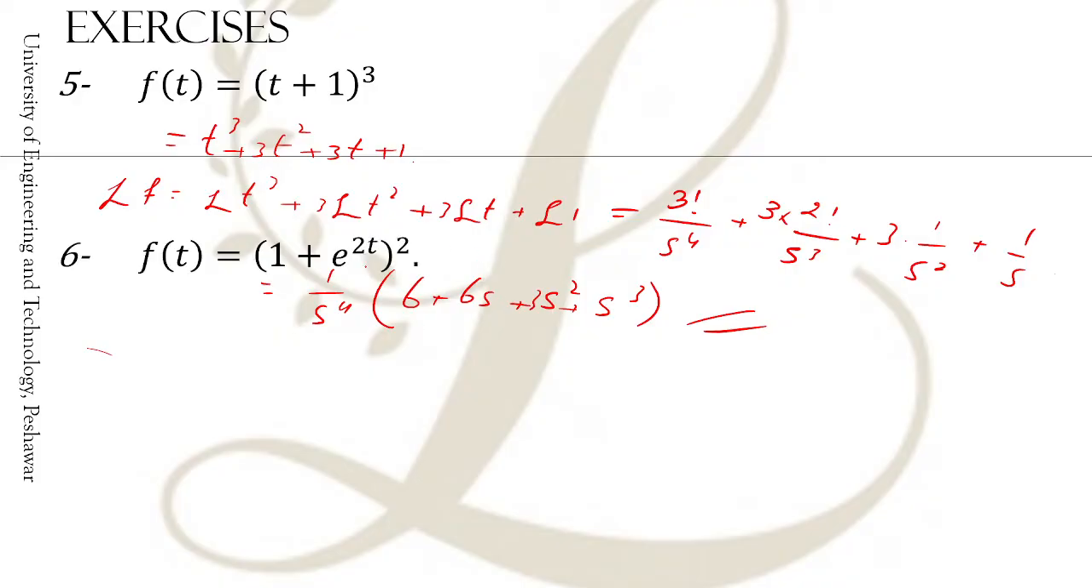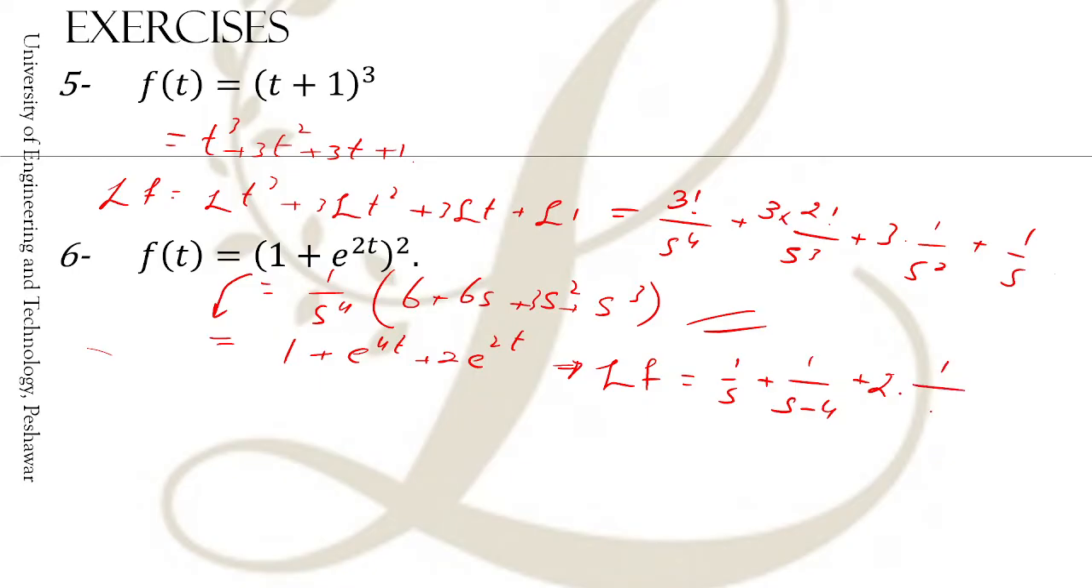Okay, now if you want to find the Laplace transform of this function, this could be found by first expanding it, opening the square. So we get 1 plus e power 4t plus 2 e power 2t. And then Laplace of f will be: Laplace of 1 is 1 over s, e power 4t will be 1 over s minus 4, plus 2 times Laplace of e power 2t, which will be 1 over s minus 2.